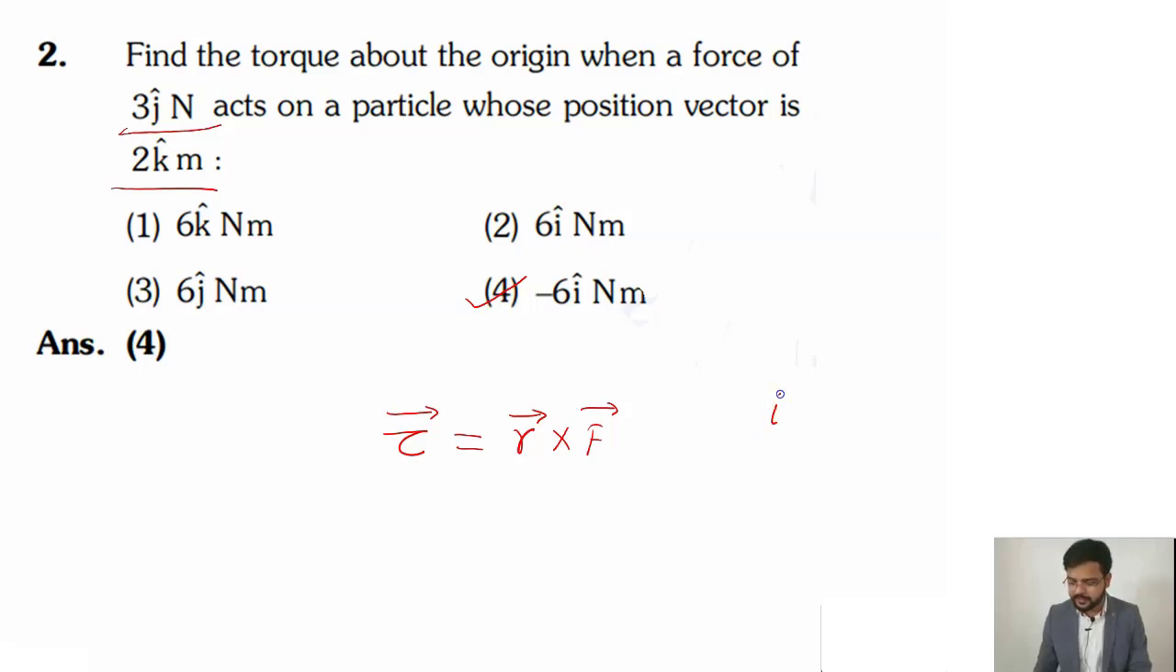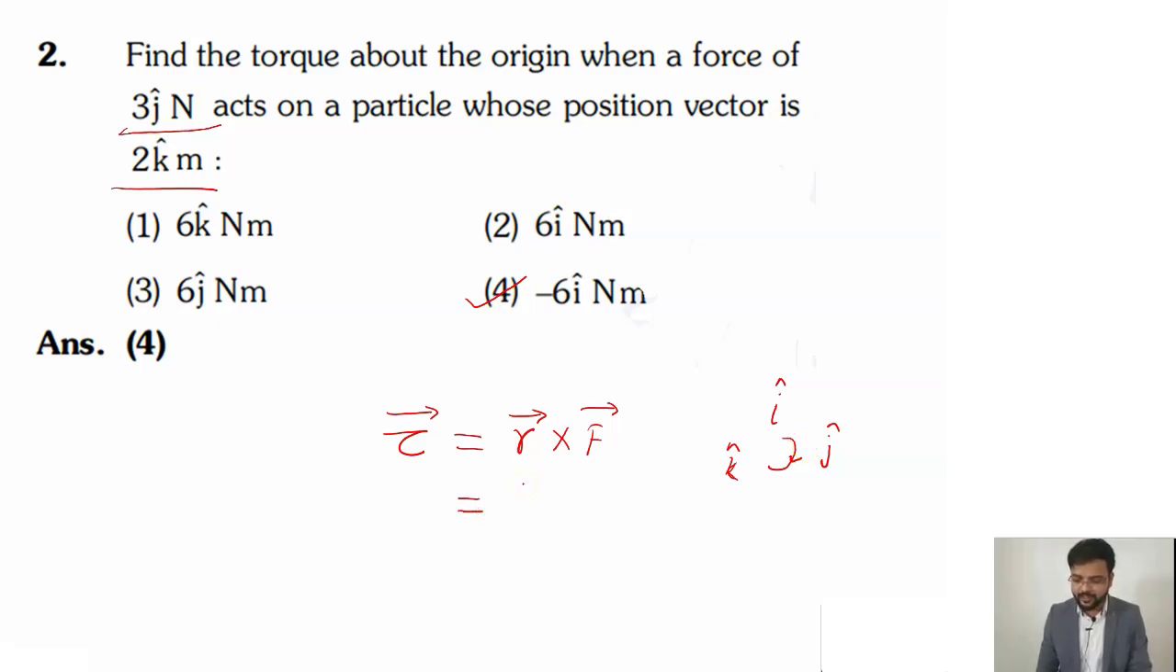Just see here. This is i cap, this is j cap, and this is k cap. So here we have to go in a clockwise direction. If we do the cross product of i and j, then we get k. If we do k cross i, then we get j. But if we go in an anti-clockwise direction, let's suppose we do k cross j, then we get minus i.